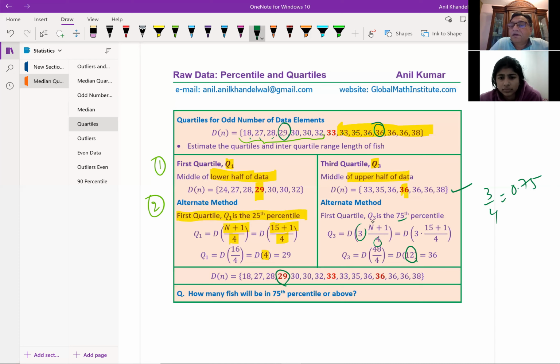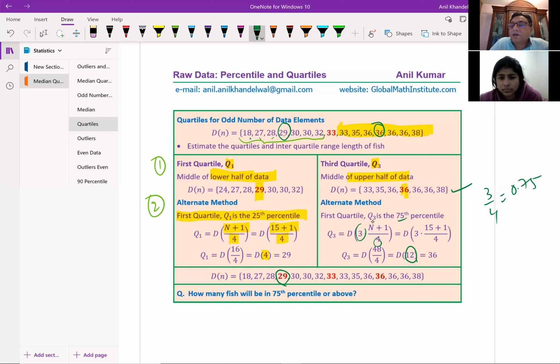Now the alternate method is, since the first quartile is the 25th percentile, let's understand percentile also, since that is a part of the curriculum, right? 25th percentile means (n plus 1) divided by 4 will give us the 25th quarter, correct? A quarter of the whole number of elements. So in our case, 15 plus 1 is 16, divided by 4 is 4. Fourth term. So which is the fourth term? 1, 2, 3, 4. Do you see that? 29 is the fourth term. So the formula works.